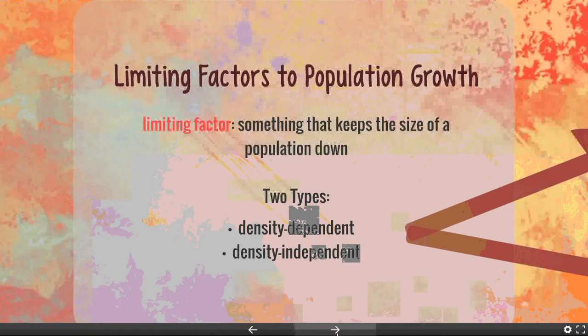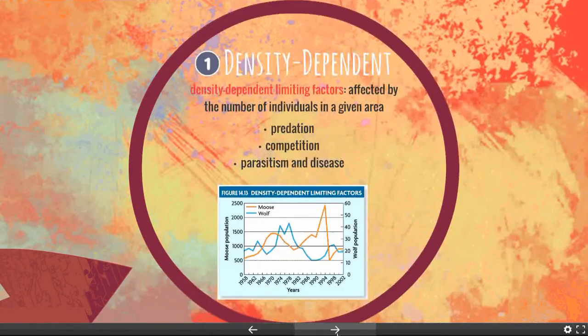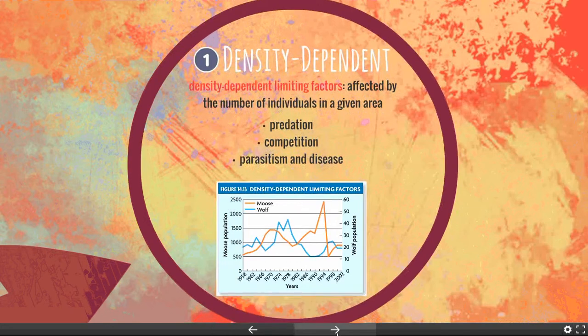Okay, so there's limiting factors that limit how population grows. So it's something that keeps the size of a population down. So there's two types. There's density dependent and density independent. So density dependent limiting factors are those that are affected by the number of individuals in a given area. Okay, so the number of organisms within that area will determine how this kind of factor affects it. So predation, competition, parasitism, and disease are all examples of that.